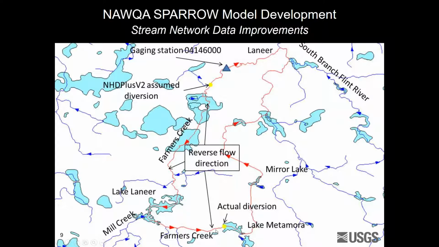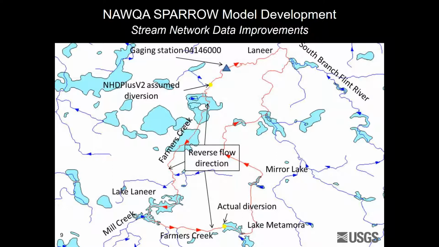So what that means is you actually have to go in and reverse the direction on all of the connecting stream reaches all the way back up, so that the integrity of the network is restored. This is just one illustration to indicate what needed to be done.